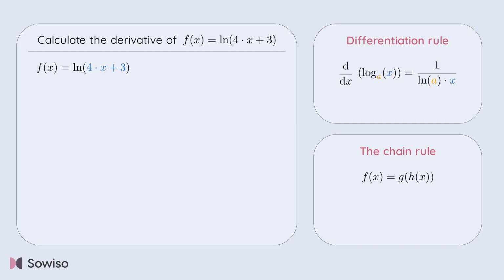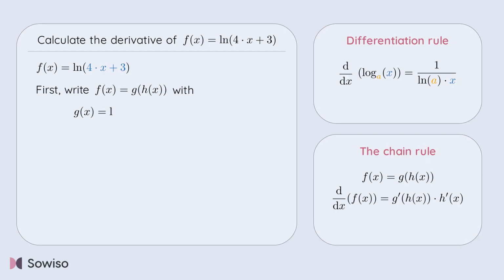Recall that for f of x equals g of h of x, the derivative is given by g prime of h of x times h prime of x. In our case, g of x is equal to the natural logarithm of x and h of x is equal to 4 times x plus 3.